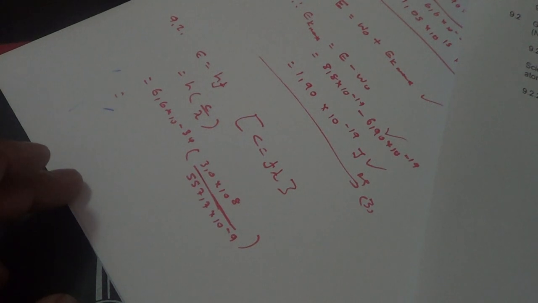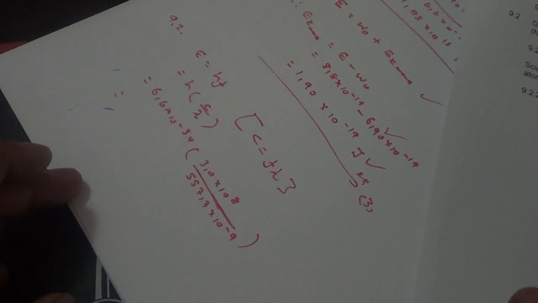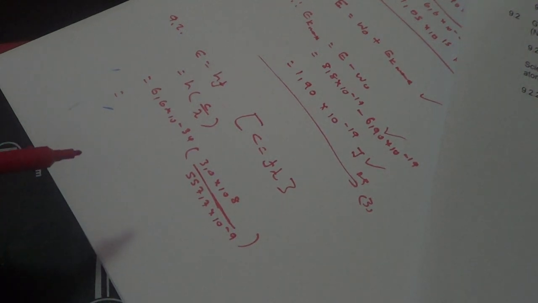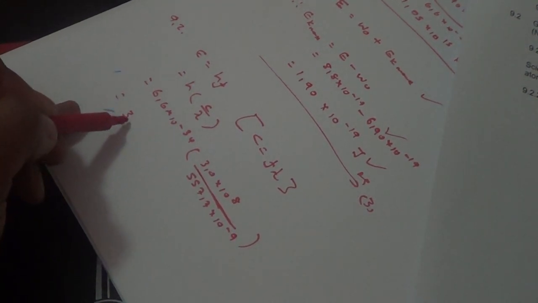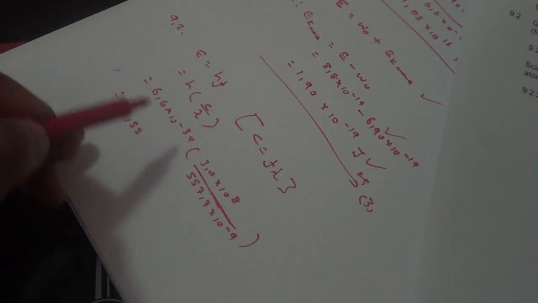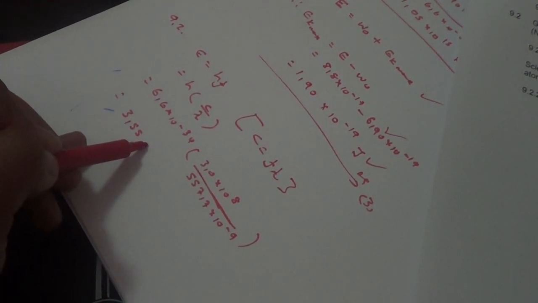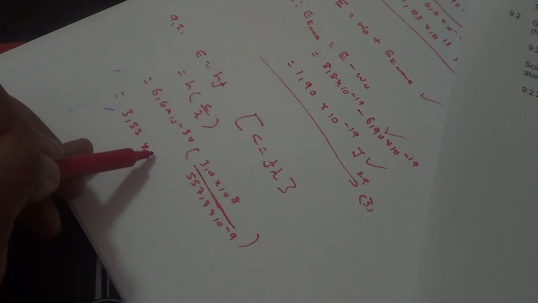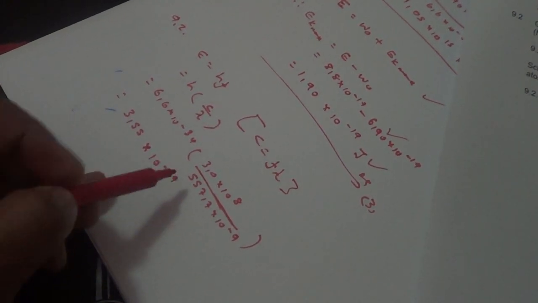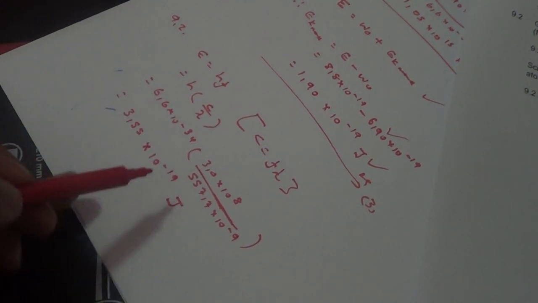So this is going to be 6.6 times 10 to the minus 34, multiplied by 3 times 10 to the 8, divided by 557.7 times 10 to the minus 9. Great stuff. What I get here is 3.55, to two decimal places, of course, as per the general instructions, times 10 to the minus 19. But now that is energy, so this is joules.